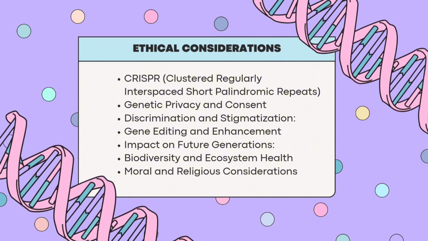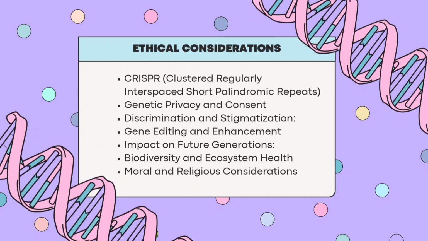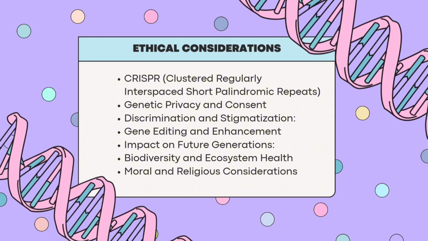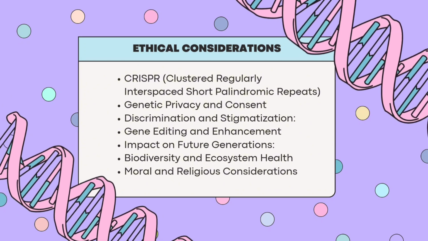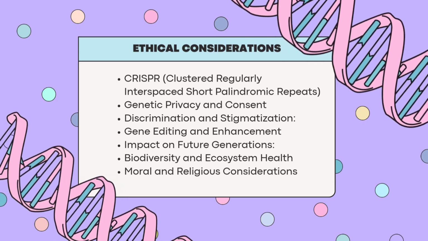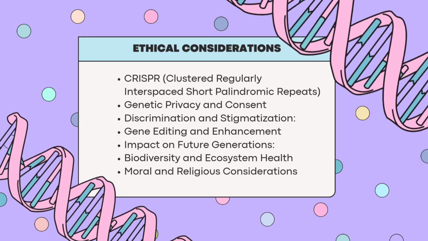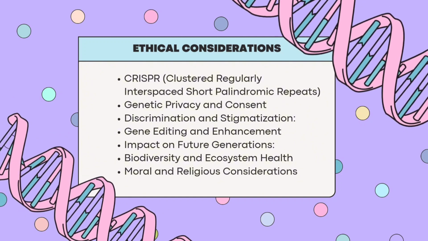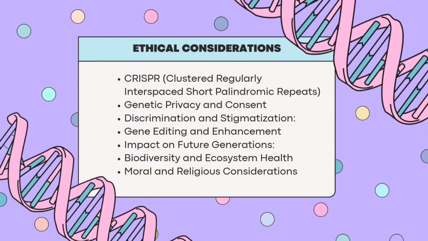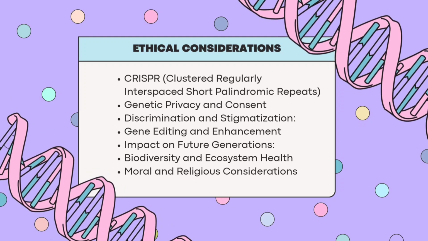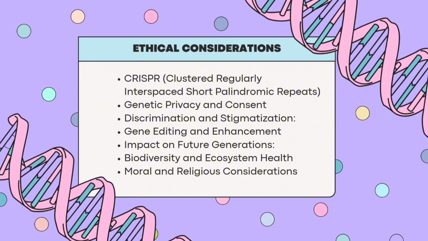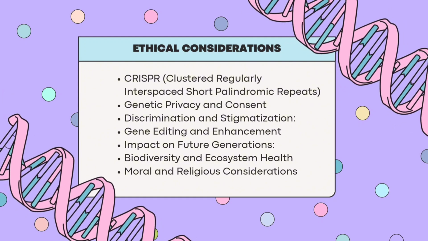Next, we have gene editing and enhancement. Technologies like CRISPR raise questions about the ethics of editing genes in humans, particularly regarding designer babies. So, designer babies refers to the concept of using genetic engineering technologies like CRISPR to select or enhance specific traits in embryos, such as physical appearance, intelligence, or resistance to diseases. There are concerns about creating socioeconomic divides based on access to genetic enhancements and the potential societal pressure to conform to certain genetic traits.